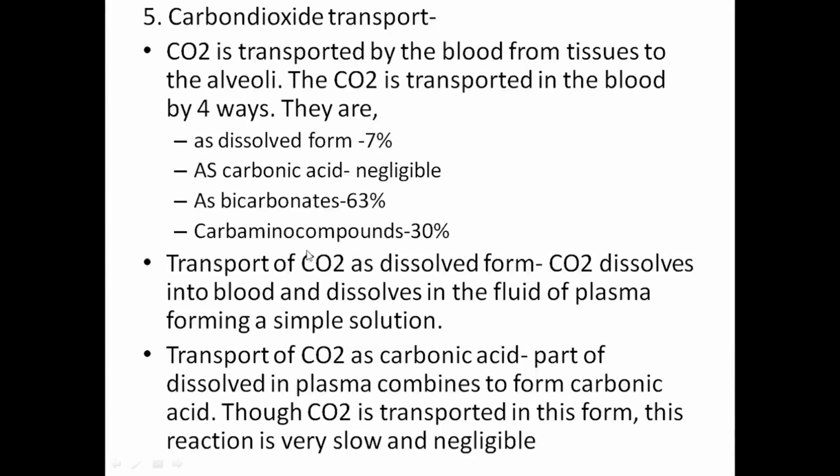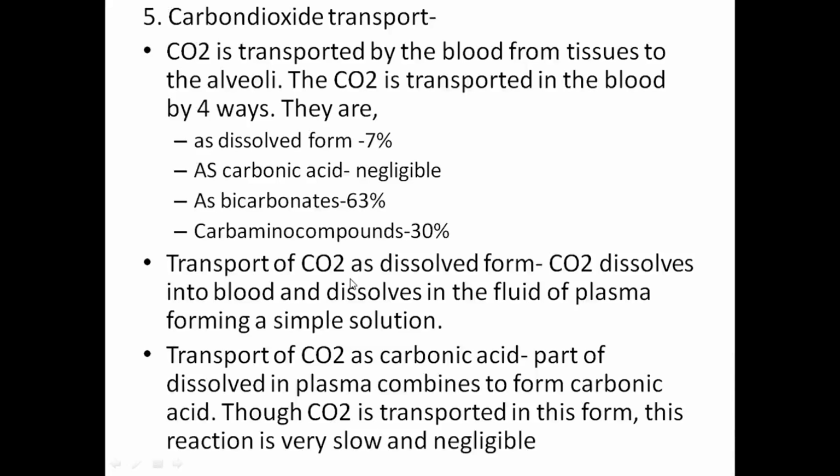The fifth question was carbon dioxide transport. Carbon dioxide is transported by the blood from the tissues to the alveoli. The carbon dioxide is transported in the blood in four ways: as dissolved form, that is 7%, as carbonic acid, that is a negligible amount, as bicarbonate, that is 63%, and as carbamino compound, that is 30%.